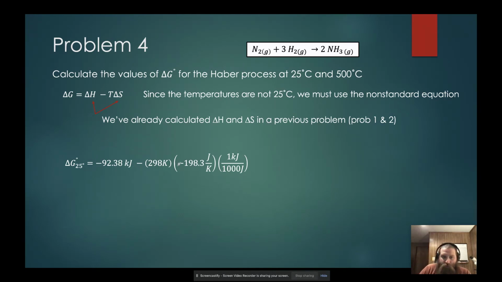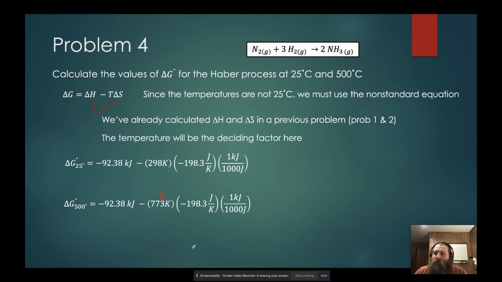Why do I have to convert it to kilojoules? Well, I can't subtract kilojoules in the first unit minus joules in the second unit, because the Kelvin is going to cancel. So I've got to make sure I'm subtracting like terms. I'm going to use the same exact approach for the delta G at 500 degrees. But something's got to change, and that's pretty obvious: it's going to be the temperature.